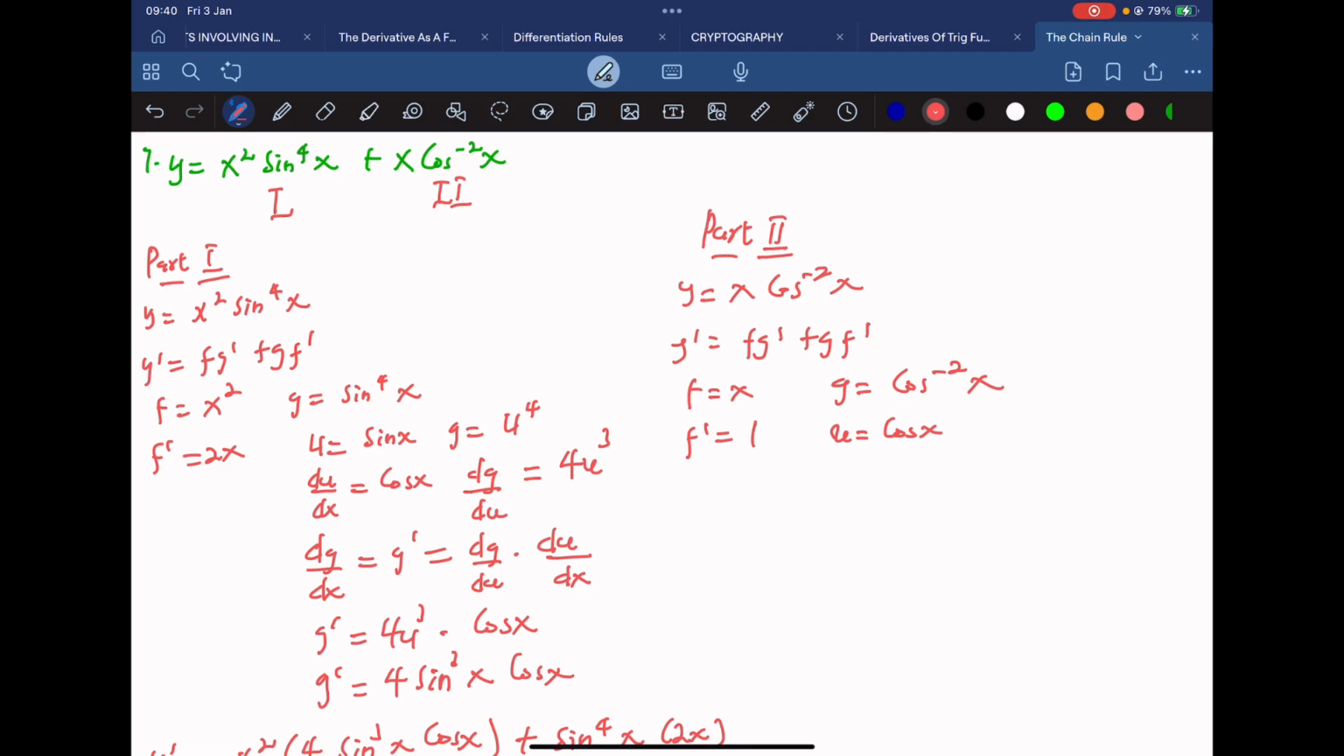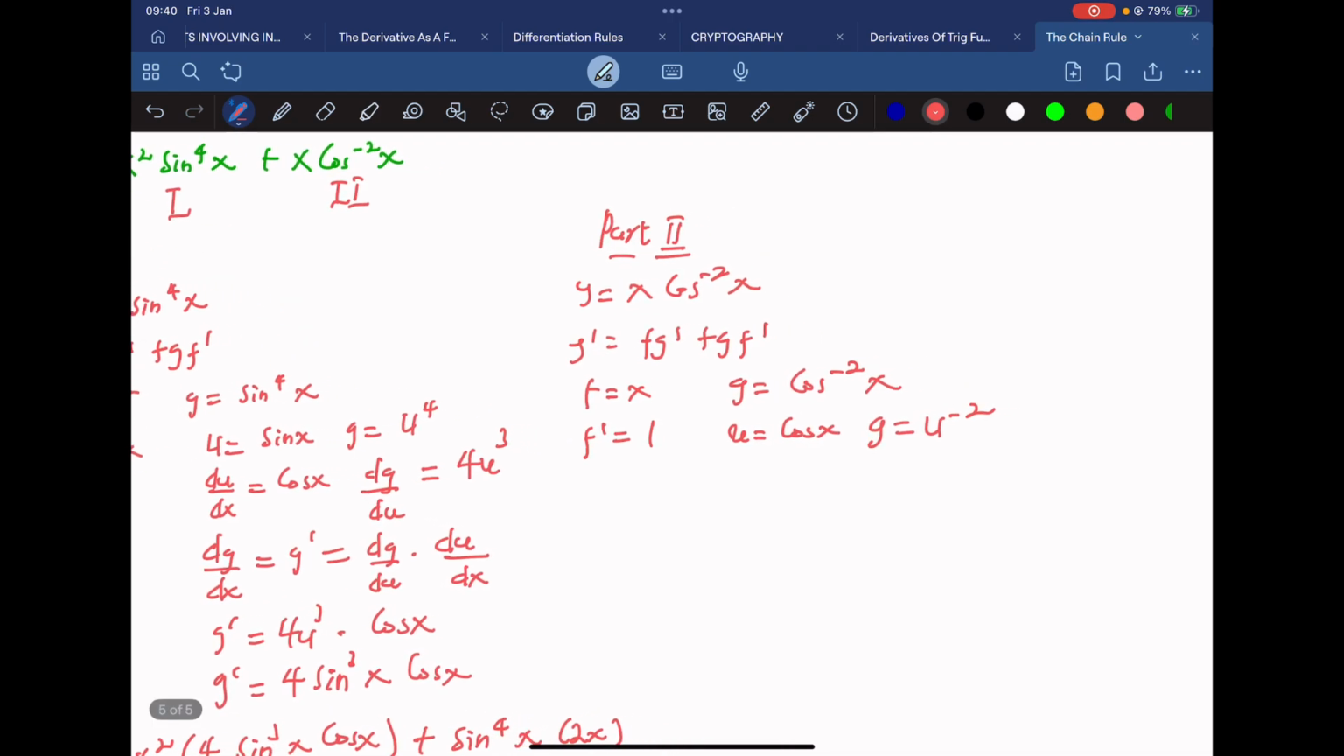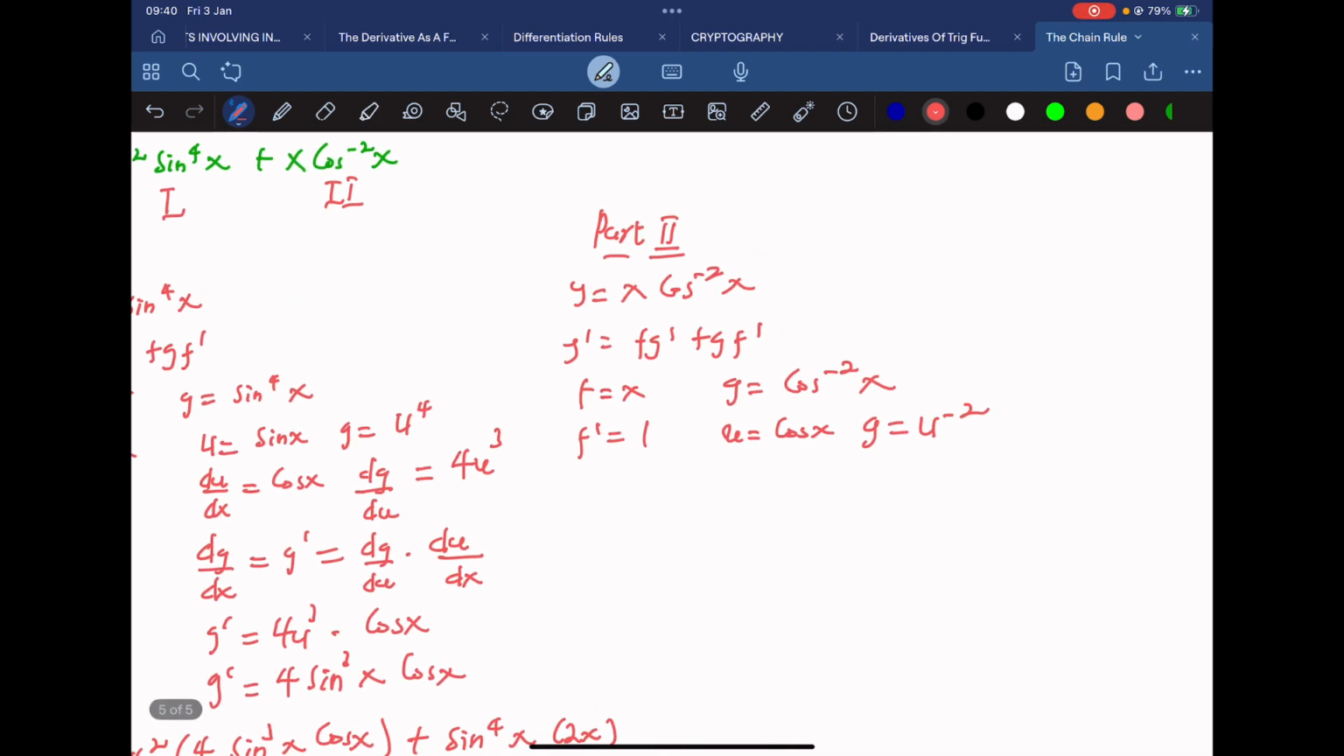So if you use u equals cosine of x, you can rewrite g to be u to the negative 2. So in this case, we have du/dx. If we differentiate cosine of x, we have negative sine x. And if we differentiate g with respect to u, this is negative 2u to the negative 3 using the power rule.